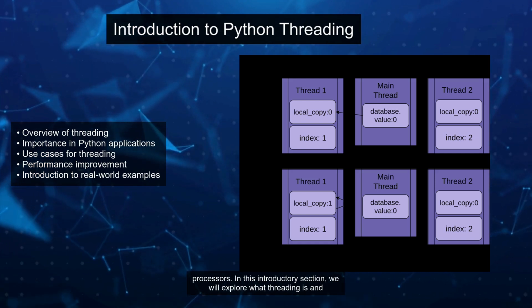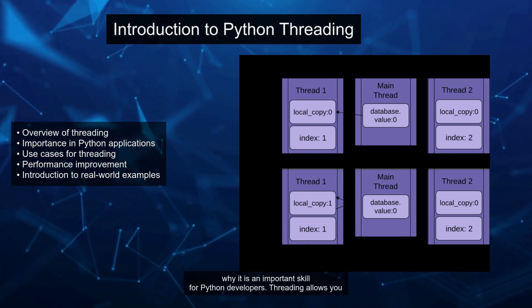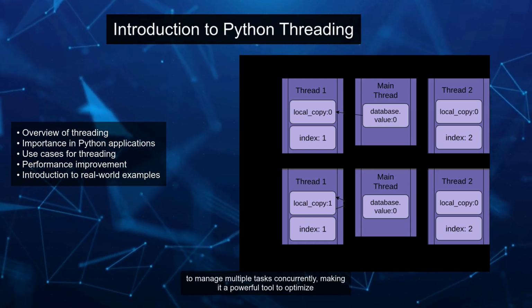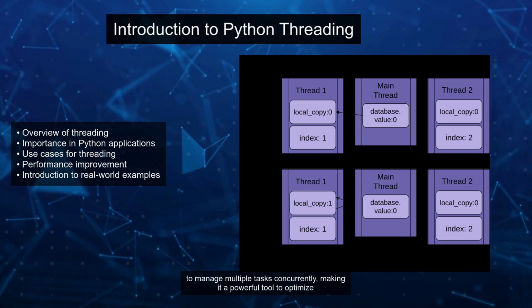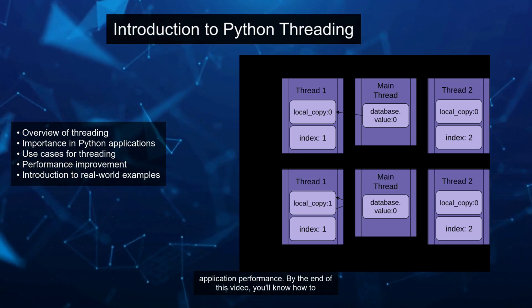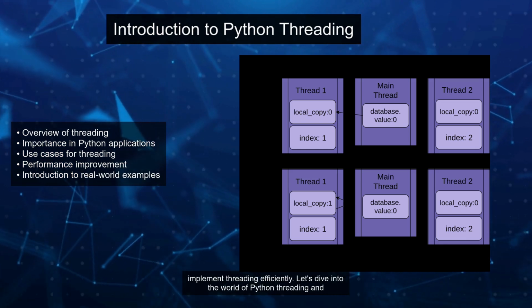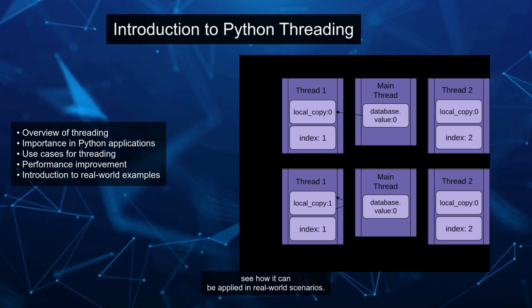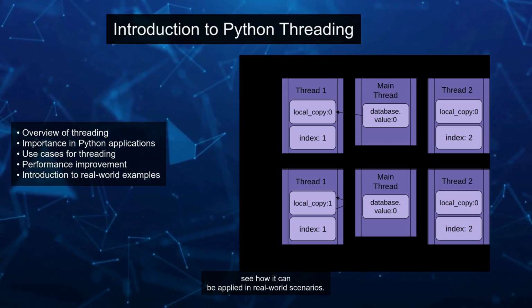In this introductory section, we will explore what threading is and why it is an important skill for Python developers. Threading allows you to manage multiple tasks concurrently, making it a powerful tool to optimize application performance. By the end of this video, you'll know how to implement threading efficiently. Let's dive into the world of Python threading and see how it can be applied in real-world scenarios.